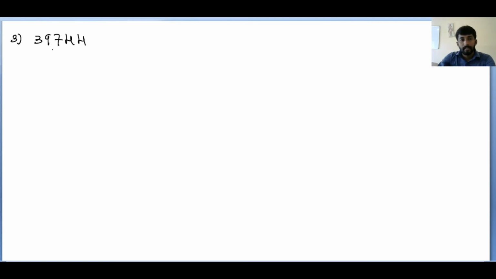See the next question, 39,744. You need to find the sum of all positive divisors of the given number. First write the canonical representation. Here I will take 39,744. Okay, find the least positive prime number first.